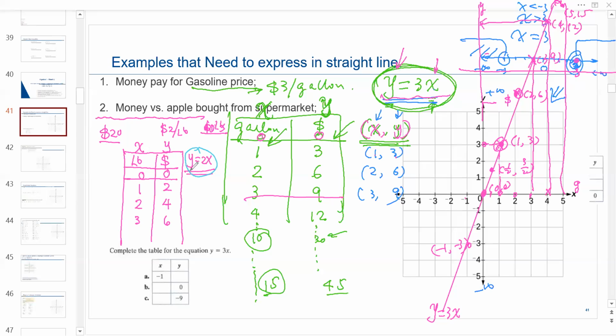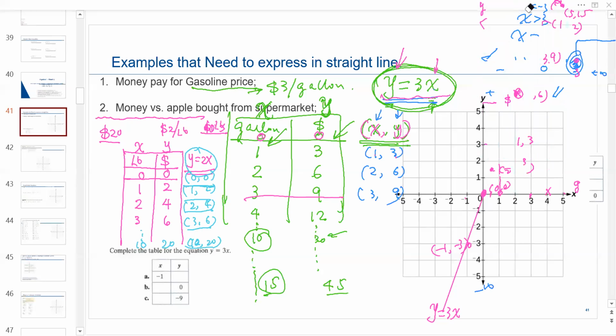When you put X and Y into pairs, it will be (0, 0), (1, 2), (2, 4), and (3, 6), and even further. If you buy 10 pounds, you need to pay $20. It's (10, 20). So each has a pair. Let me clear this part and try to redraw the graph here.